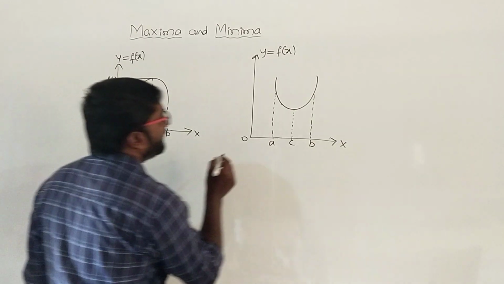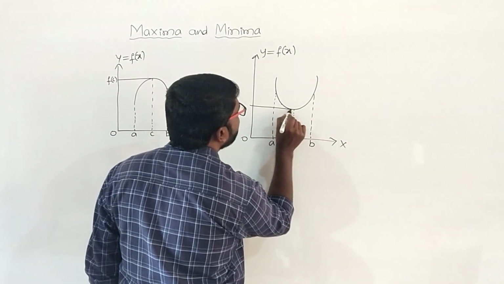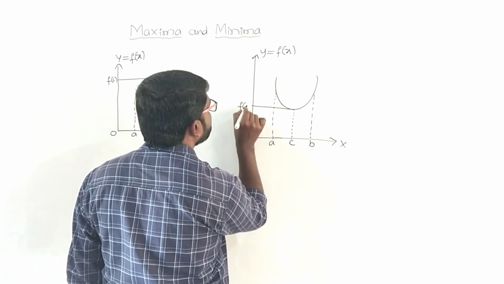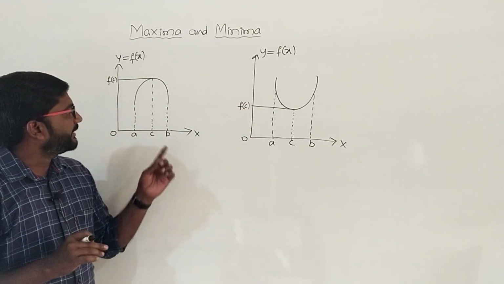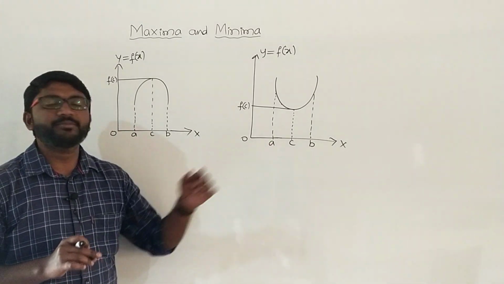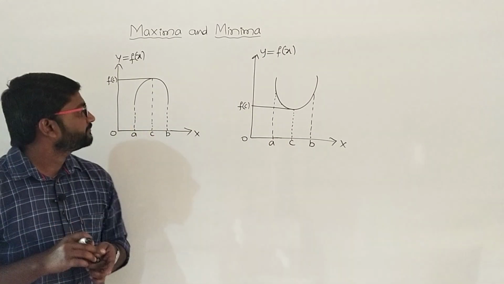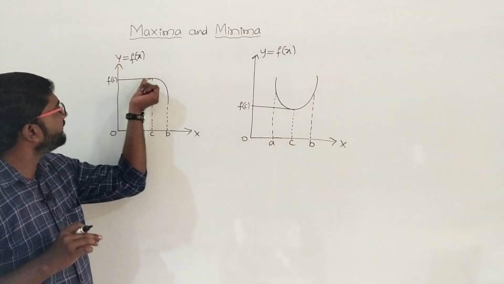Whereas in the second graph, at the point C you are going to have the minimum value, which is also f of c. With the help of these two graphs, we can give the definition for maxima and minima. See here, at this point you are going to have the value f of c.